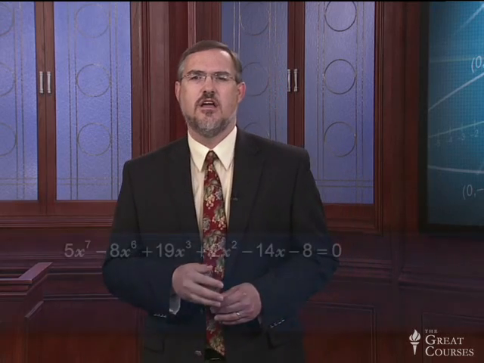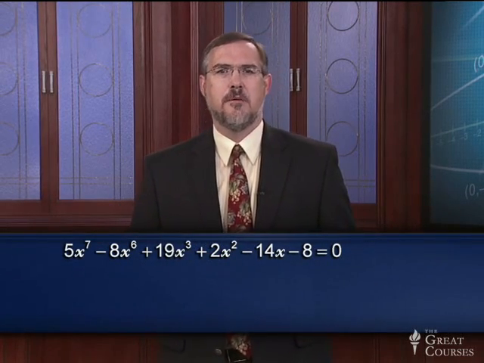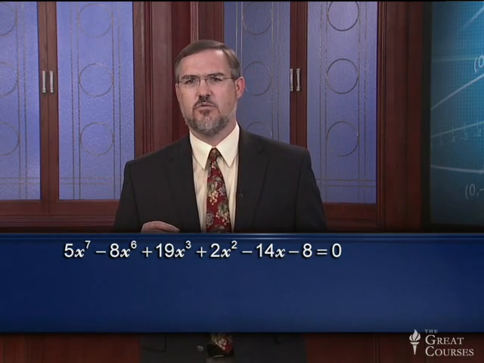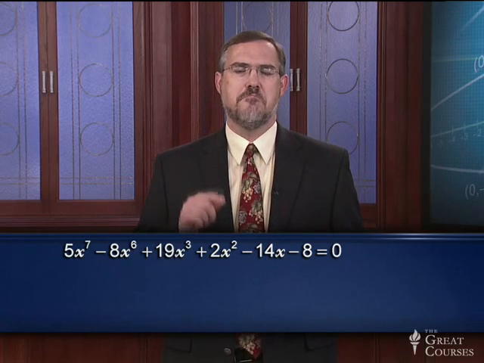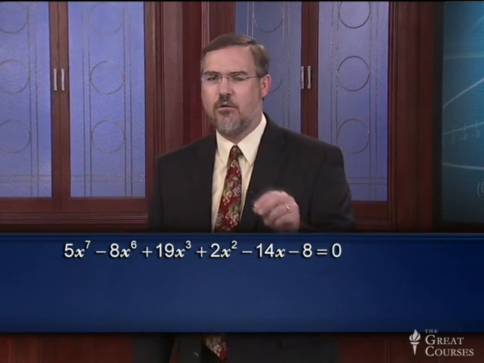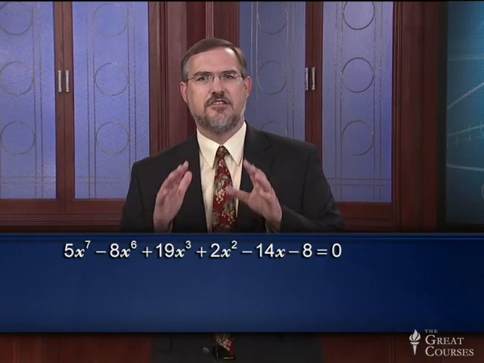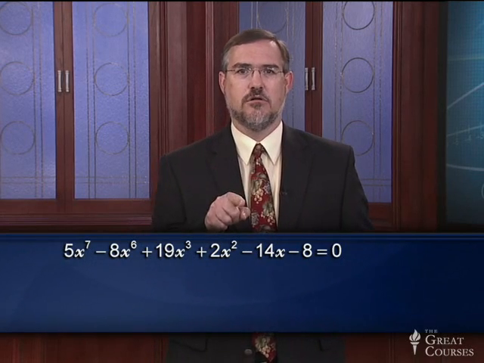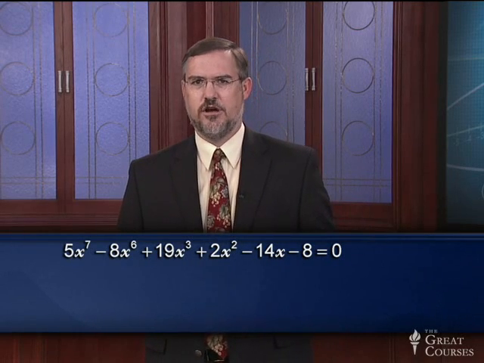Let's look at the following and determine how many positive roots and how many negative roots there are for this equation: 5x to the 7th minus 8x to the 6th plus 19x cubed plus 2x squared minus 14x minus 8 equals 0. Now, as I start this example, let me point out, and I need to make this very clear, that Descartes' rule of signs is going to tell us the possible number of positive roots and the possible number of negative roots that this equation can have.